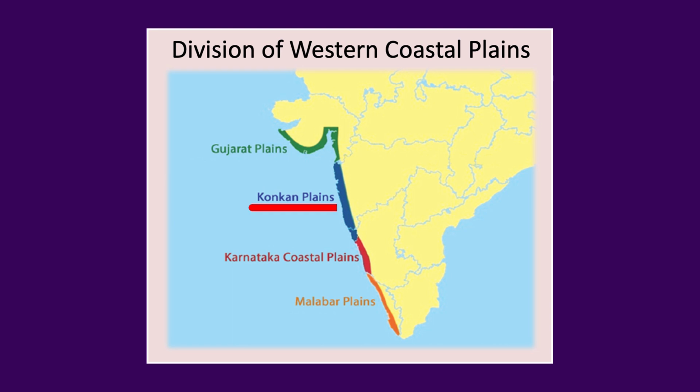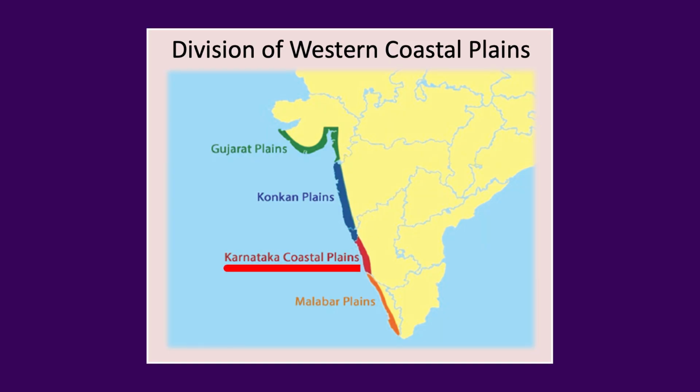Moving on to the Konkan Plain, stretching from Daman to Goa, it lies south of the Gujarat Plain. The Thane Creek near Mumbai is a significant embayment serving as a natural harbour. This region features marine erosion, with examples such as cliffs, shoals, reefs and islands in the Arabian Sea.